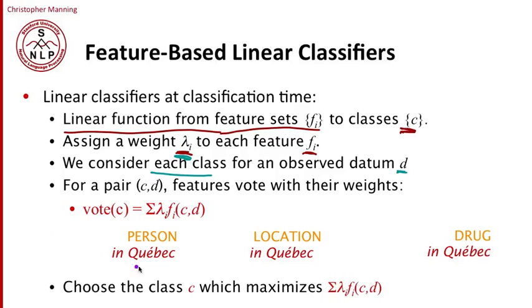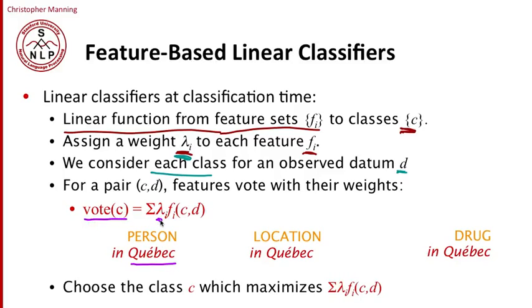So this is again the example where we're going to be wanting to determine a class for this word, where our choices here are person, location, or drug. And so what we're going to do is consider which of the classes gets the most votes in terms of the three features that we defined before. So the vote for a class is just going to be the sum of the weights that are assigned to each of the features.